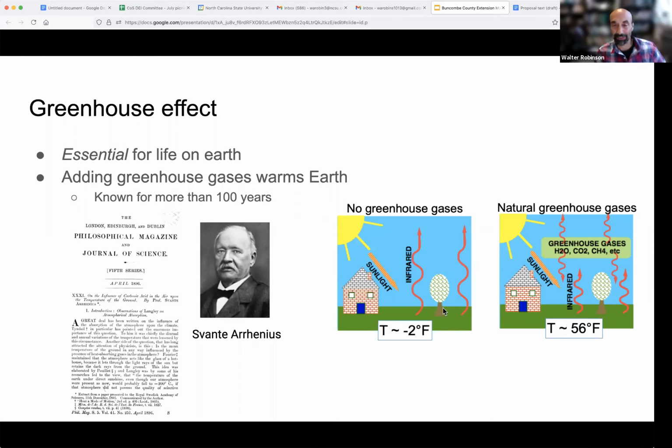This is sort of a silly picture. If there was no greenhouse effect, there would be no houses and no trees. So what about the additional greenhouse effect? Where does global warming and climate change come in?